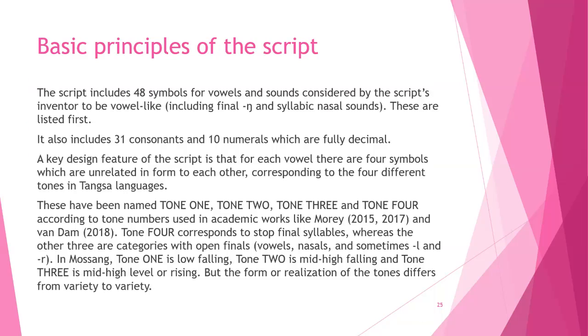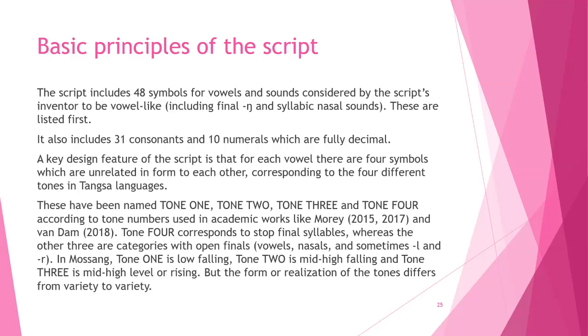Now, what's really interesting about the script is that it includes 48 symbols for vowels and sounds considered by the script's inventor to be vowel-like. And these included a final ang and the syllabic nasal sounds. And these are listed first. So this is unusual for scripts in India, where normally if vowels and consonants are separate, you'll do all the consonants first and then the vowels. And normally the vowels are regarded in many Indian scripts as being kind of additions onto the consonants.